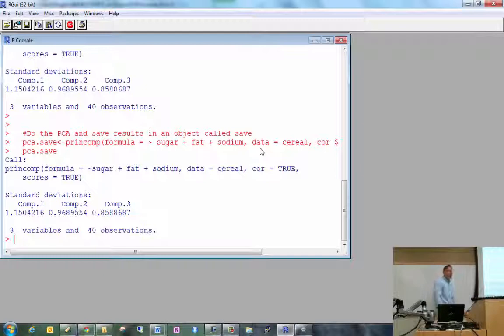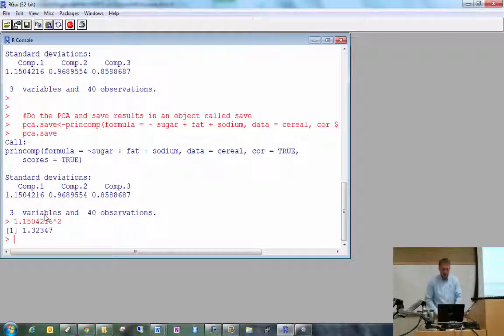Okay. So what we have here are standard deviations just basically printed out. What are those standard deviations representing? What do you think? So you see something, comp.1. Principal component number 1 has a standard deviation of 1.15. So in other words, that first eigenvalue from the correlation matrix is 1.32.